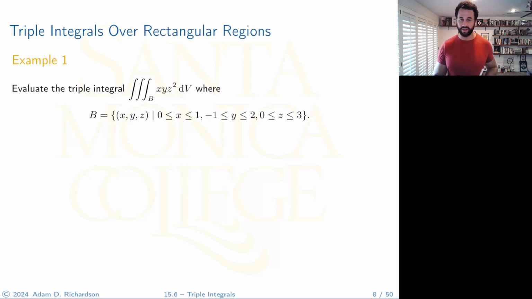All right, so here we go. Let's evaluate this triple integral of the function xyz squared over this box. And this is one that I want you to try on your own. I think you are all capable of doing this without me showing you first. So think about it for just a moment.